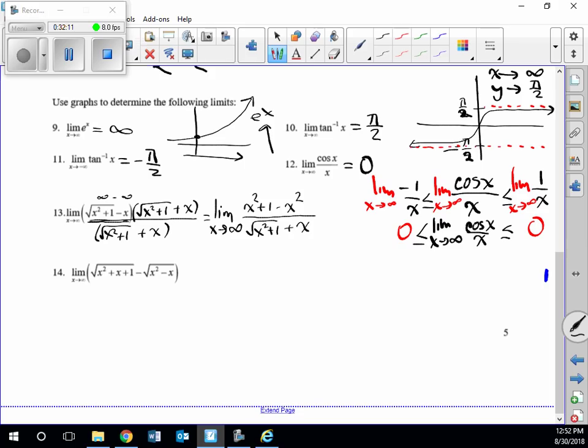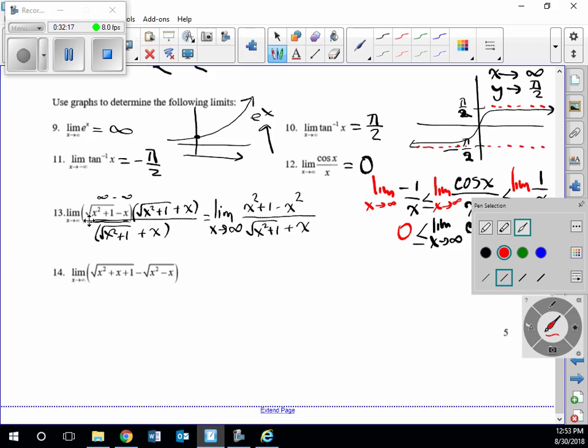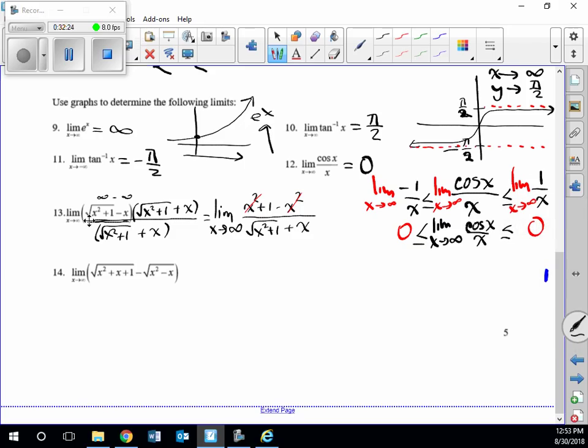Now, the beauty of the conjugate is that the numerator simplifies so much. It's simplified quite a bit, and now we can just reduce that. Let's rewrite. This is the limit as x goes to infinity of just 1 over the square root of x squared plus 1 plus x.